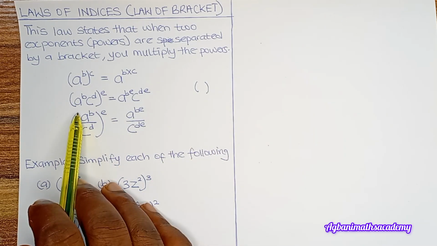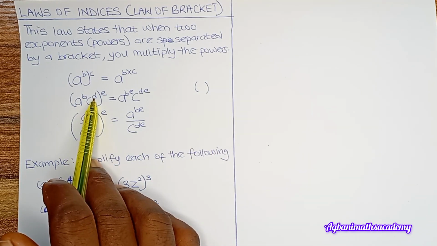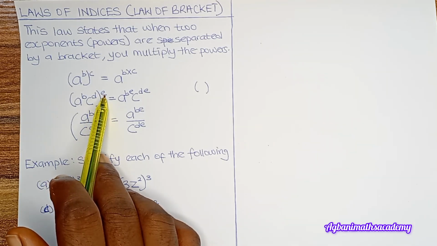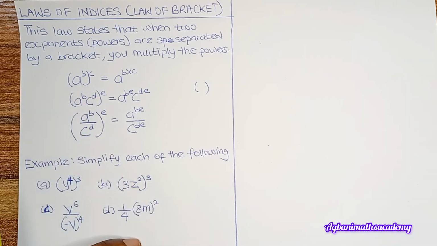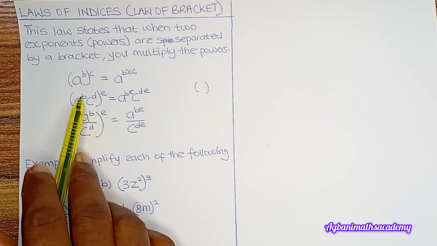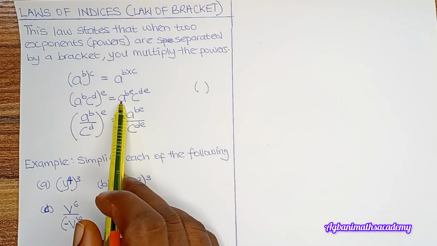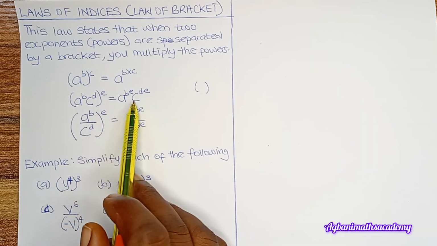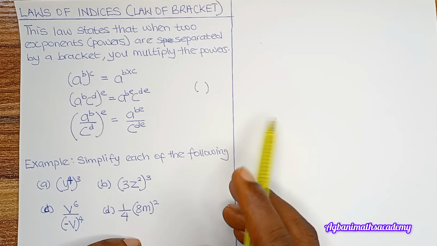Also, if you look at this case, a to the power of b, c to the power of d, all to the power of e. So this external exponent is going to multiply each of these two internal exponents, okay? Because a has an exponent of b, c has an exponent of d. So what we are going to have is a to the power of be, because b multiplied by e, and c to the power of de, d multiplied by e.